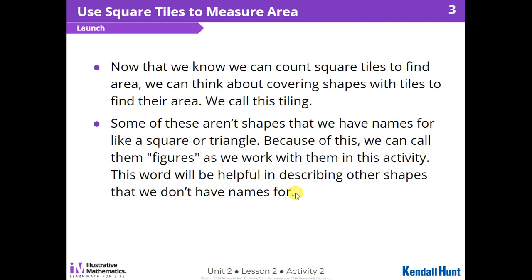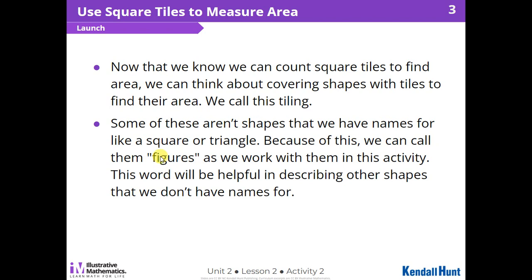Now that we know that we can count square tiles to find area, we can think about covering shapes with tiles to find the area. We call this tiling. Some of these are not shapes that have names like squares or triangles. Because of this, we can call them figures. As we work with them in this activity, this word will be helpful in describing other shapes that we don't have names for. So here we have introduced what they are going to do.